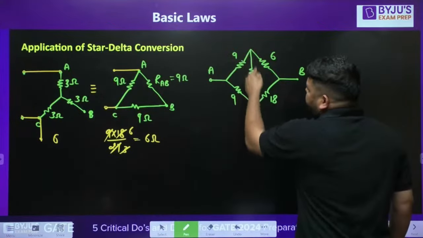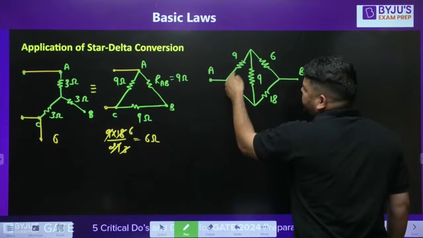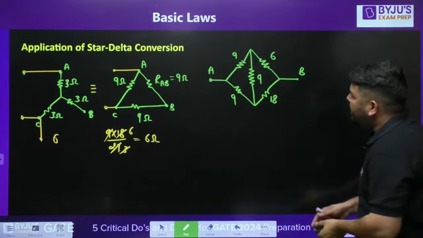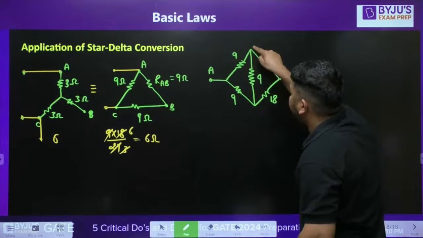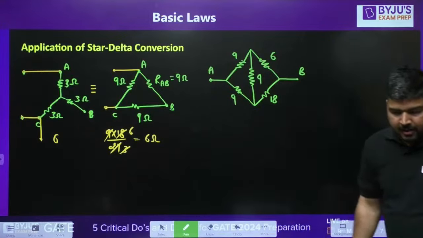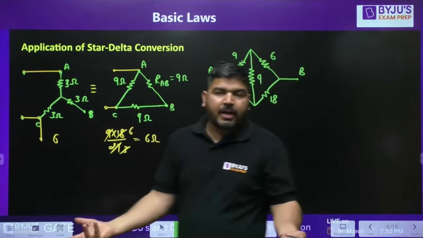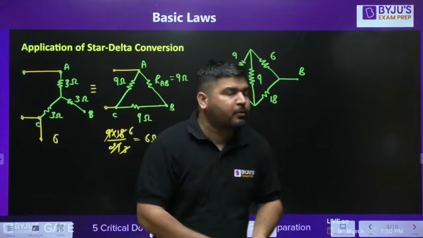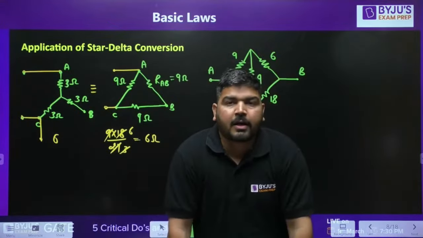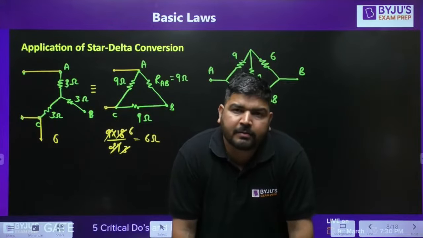Actually, you can see that this is delta. This is a delta connection. These three resistors are connected in delta connection. Is it correct? Similarly, on this side, this is a delta connection. You can see that this is again a delta connection. So you can convert these two deltas, I mean you have to take one delta, either this delta or this delta, into star connection, okay? You can convert it into star and then you can proceed.